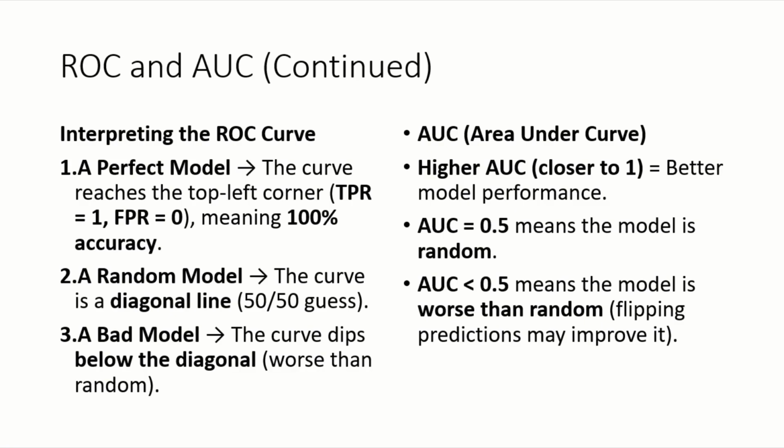AUC, or area under the curve: a higher AUC, which is closer to 1, means better model performance. An AUC equal to 0.5 means the model is random. And an AUC less than 0.5 means the model is worse than random. Again, as I mentioned, flipping predictions actually may improve it.